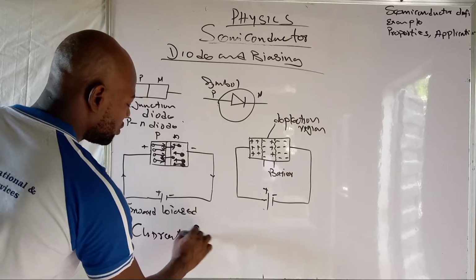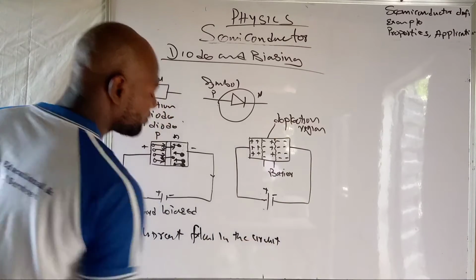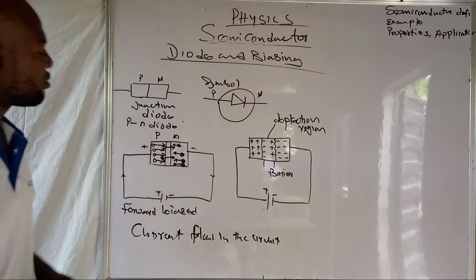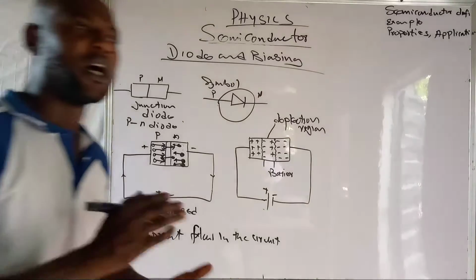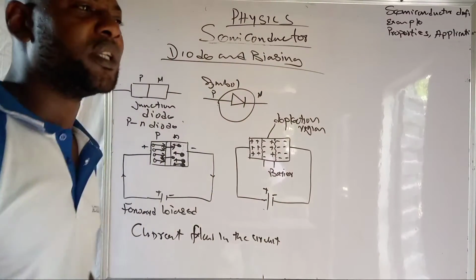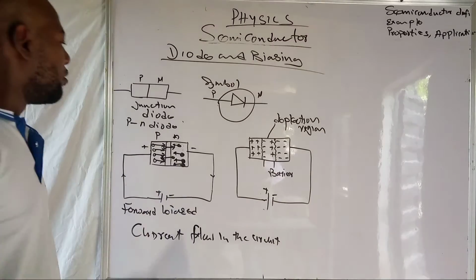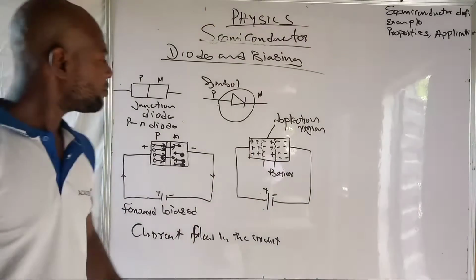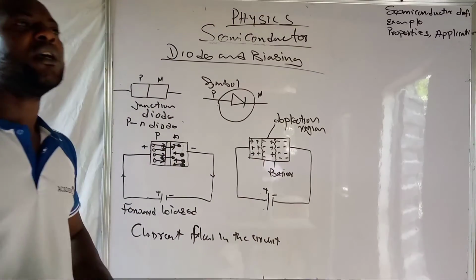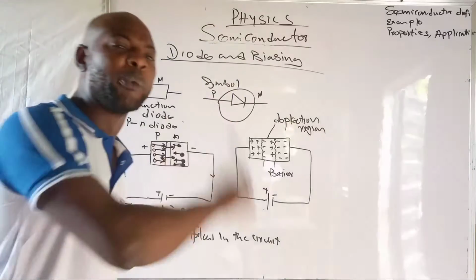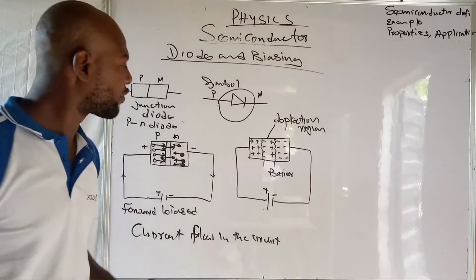Current flows in the circuit. The current will flow in the circuit. That is forward bias. In forward bias of a diode, there is flow of current in the circuit. In reverse bias, there is no flow of current in the circuit. Why? Because we made current flow in the opposite direction of the field. Therefore, there will not be flow of current.